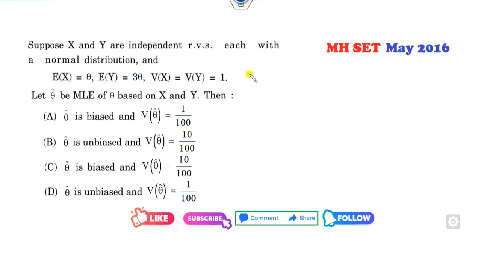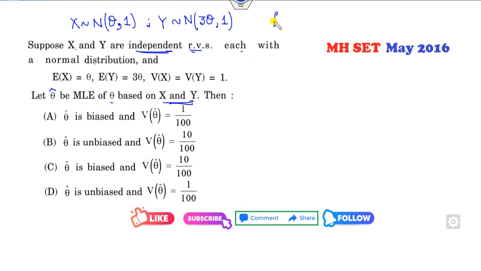Okay, look at this another one. If x and y are independent random variables, each follows the normal distribution. X follows the normal distribution with mean theta, variance 1. Y follows the normal distribution with mean 3 theta, variance 1. Then theta cap is the MLE of theta based on x and y.